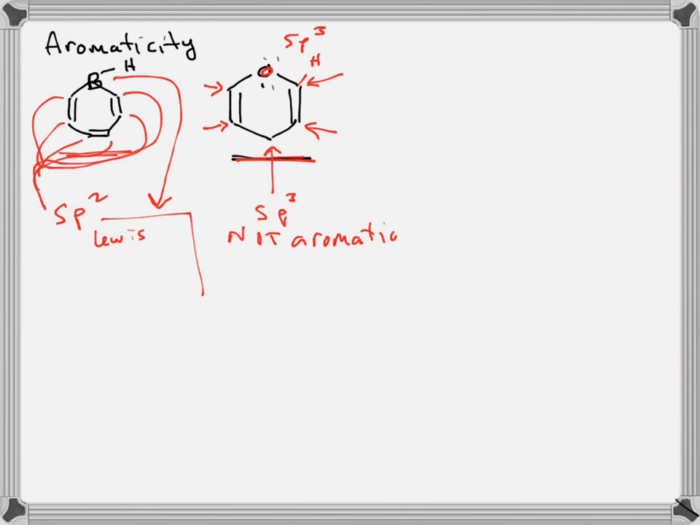Lewis for boron, 3 valence electrons, which means it is sp2, has an empty p orbital, so they all have p-type orbitals. 2, 4, 6. We validate our 6 pi electrons, and we're circular. So the structure is aromatic.